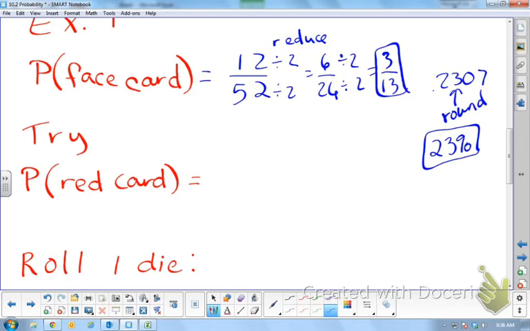On our try problem, what did you get for your original fraction? 26 over 52. What does that reduce to? 13 over 26. That's not fully reduced. 1/2 is the fully reduced. 13 over 26 can both divide by 13.